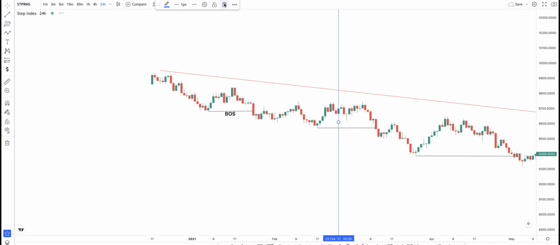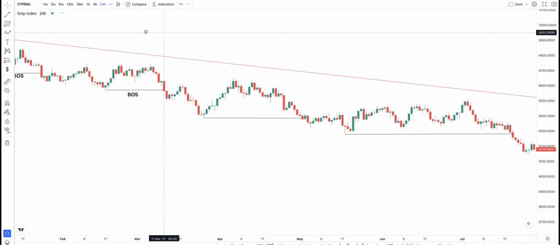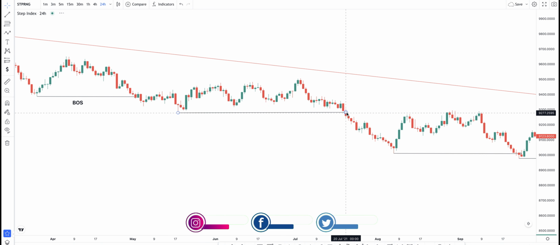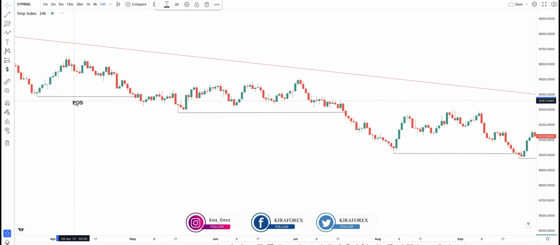Let me delete all this first before we move on. All right, so this is the previous break of structure. Let's look at another one here. You can see this red candle has broken this previous low with a body, closing below with a body. So this is also a valid break of structure. This here is also a valid break of structure. This candle has also broken the low here. So this is also a valid break of structure.